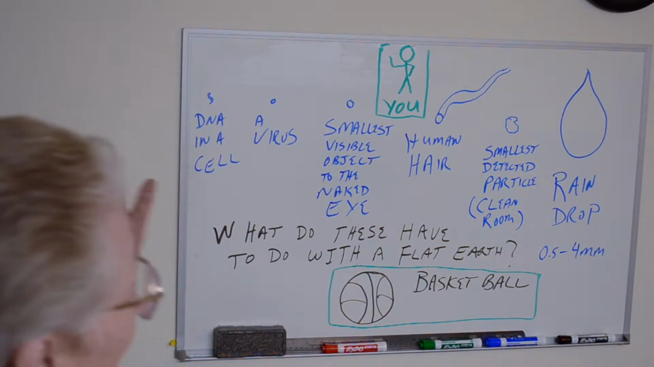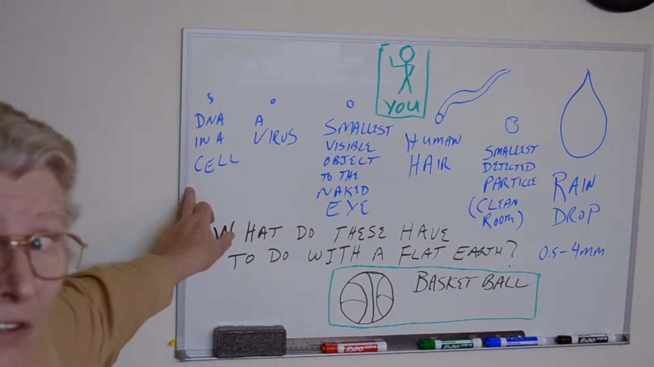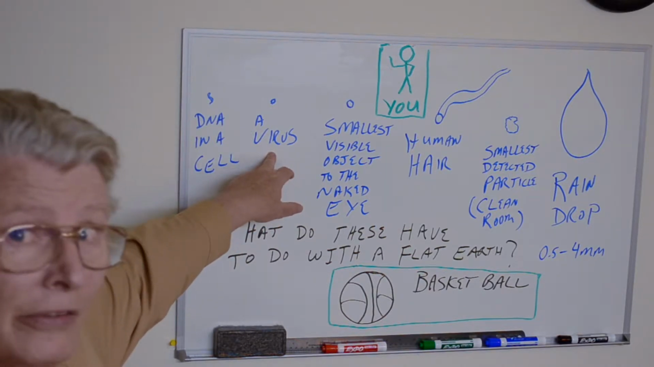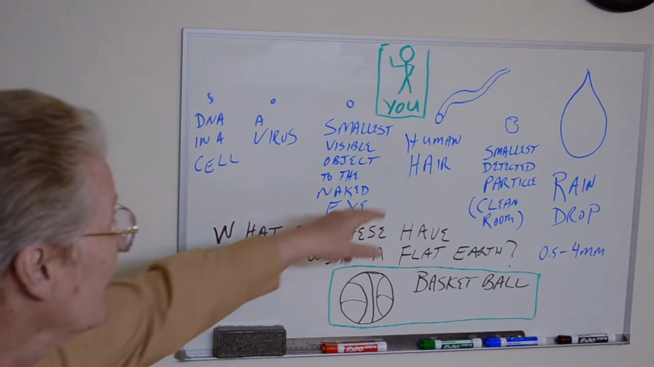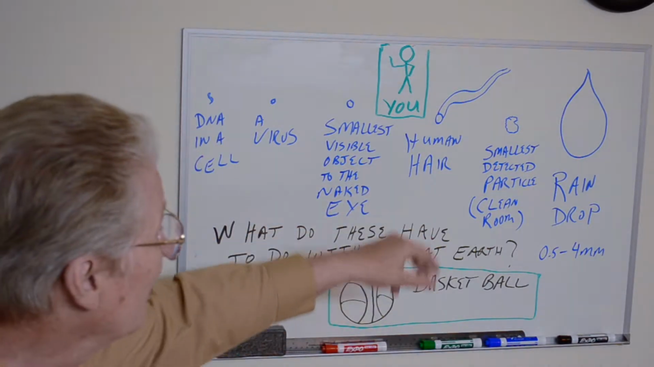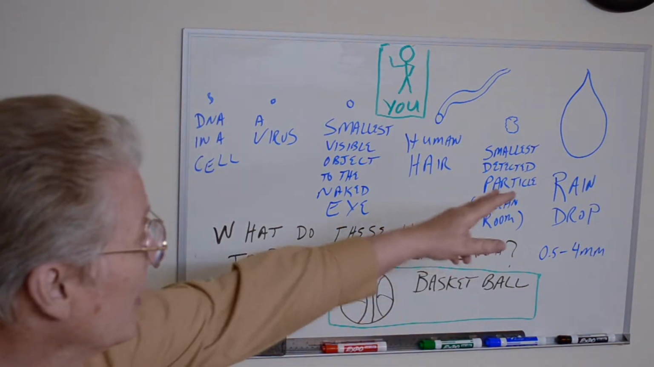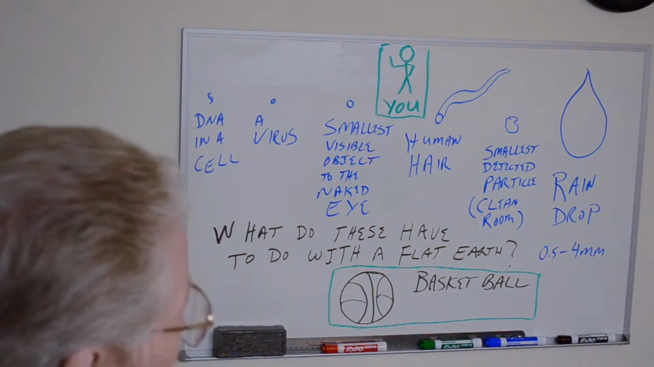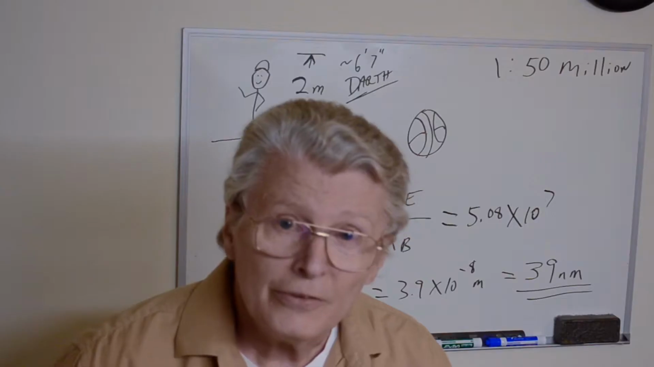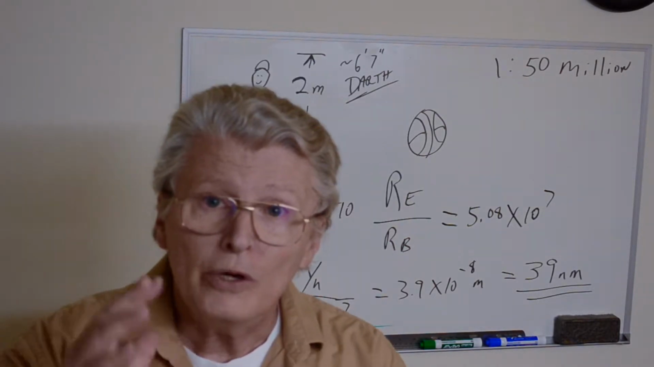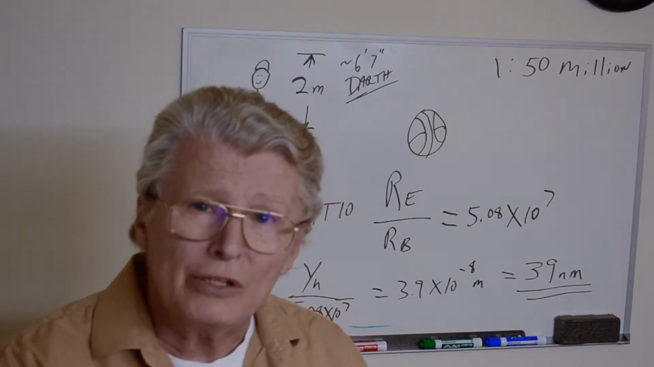First of all, what do these things have in common with you? The DNA inside the human cell, a virus, the smallest visible object to the naked eye, a human hair, the smallest detectable particle in a clean room, a raindrop, and a basketball. So what do all of these things have to do with the flat earth? Let me explain. Let's say you're shrunk down to where you would have the same scale or same relationship to a basketball as you have to the earth.